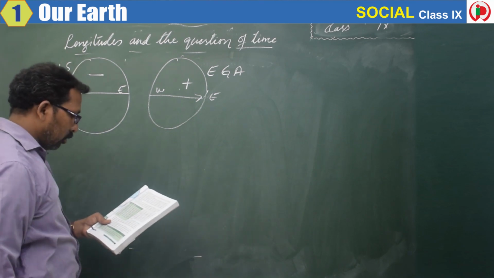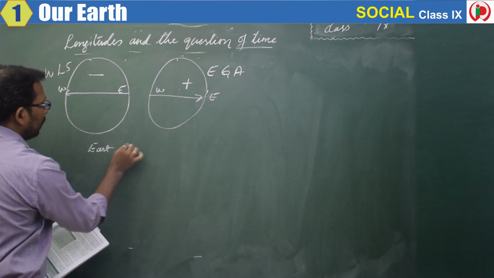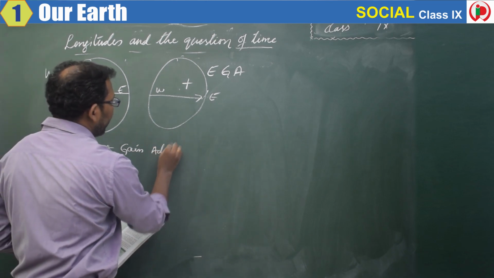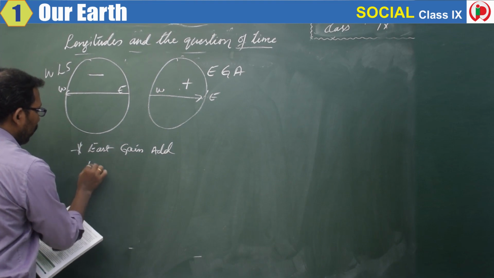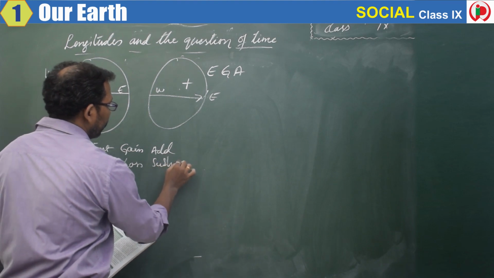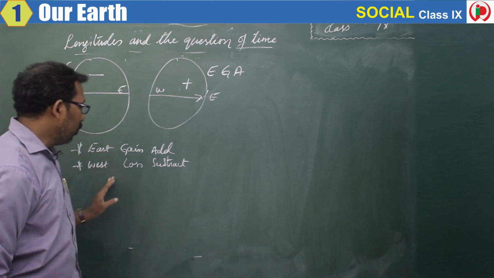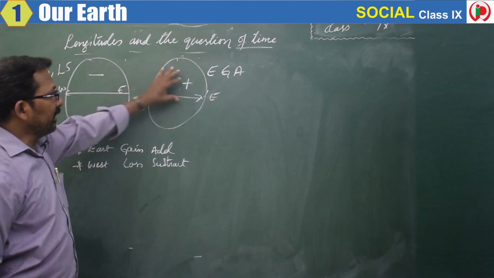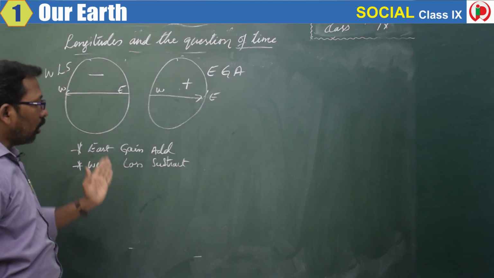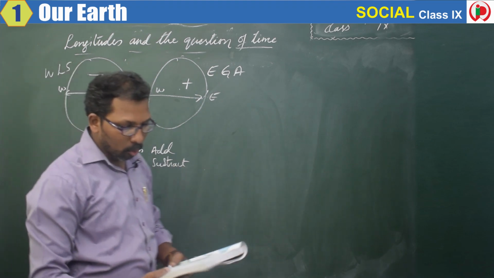And this is called WLS. So what is this EGA? EGA means East, Gain, Add. And West, Loss, Subtract. This is very important, EGA and WLS. EGA means east, gain, add, so you have to add here. But whereas here, west, loss, subtract, so you have to minus this side and plus this side when you are moving.